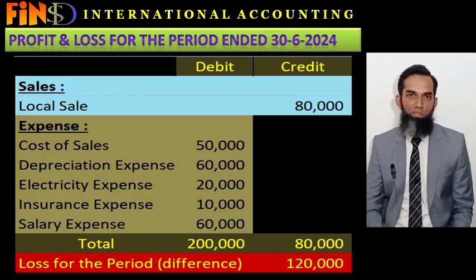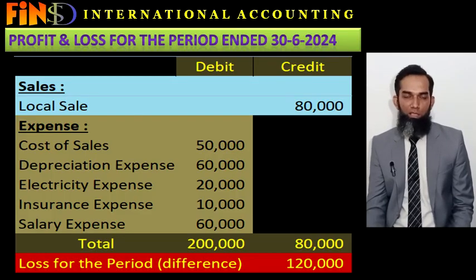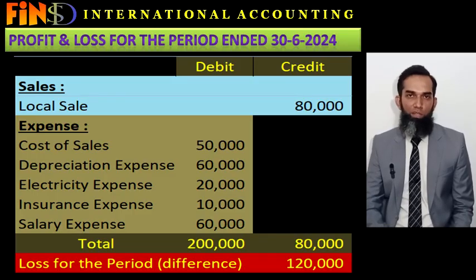Now this is showing the performance of the company. And the profit and loss statement is also called, in international accounting standard, the statement of comprehensive income. It is a new name for the profit and loss.